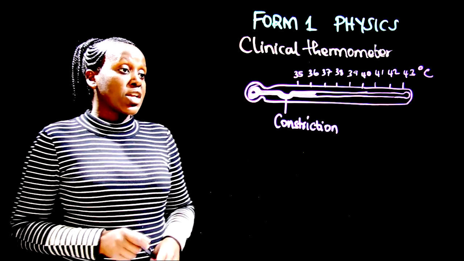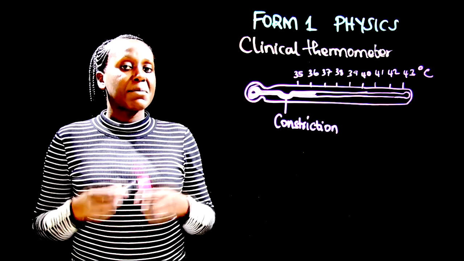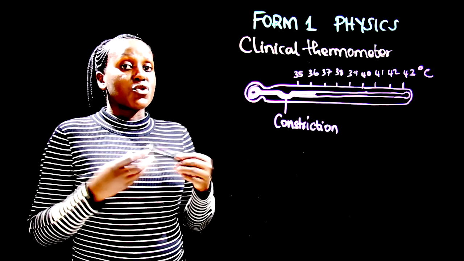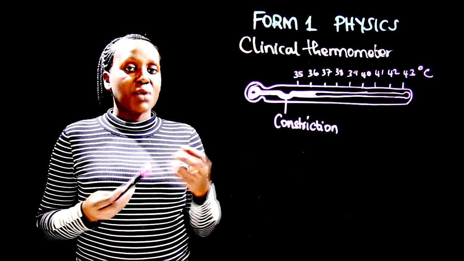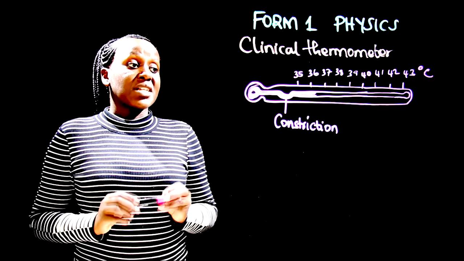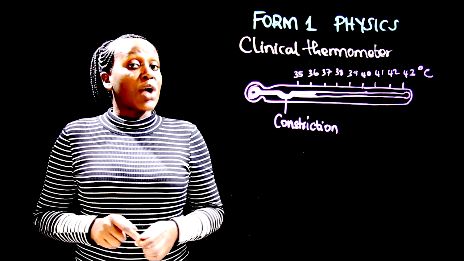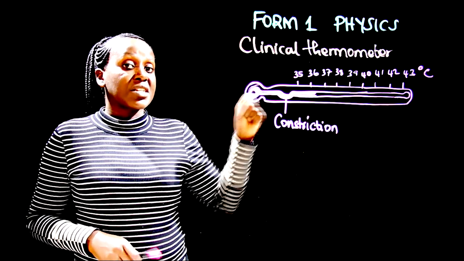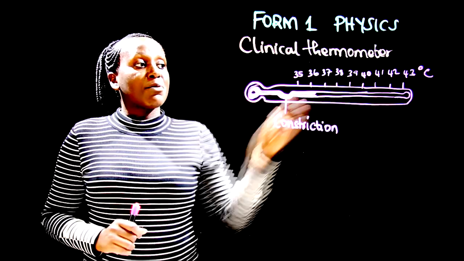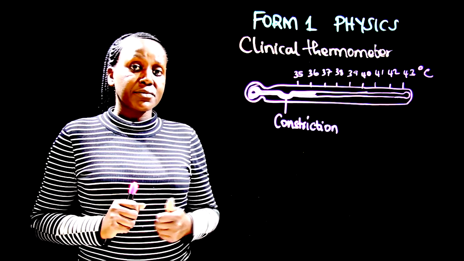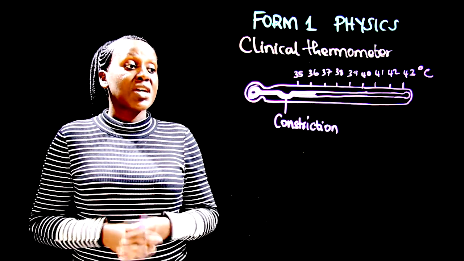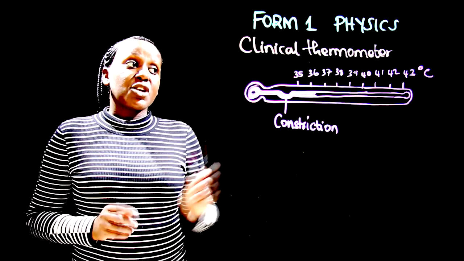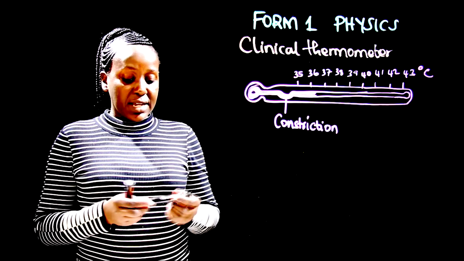Now, something else that is unique about this thermometer is that, remember, this is in a hospital. So there is no way a doctor will use it on you and then proceed to use it with another patient without sterilizing it. So for sterilization of this clinical thermometer, you cannot use boiling water, because boiling water has a temperature of 100 degrees Celsius. If you dip a thermometer that can only measure up to 43, then that heat will be too much and the clinical thermometer will break into pieces. So to prevent that, a clinical thermometer is sterilized using methylated spirit.